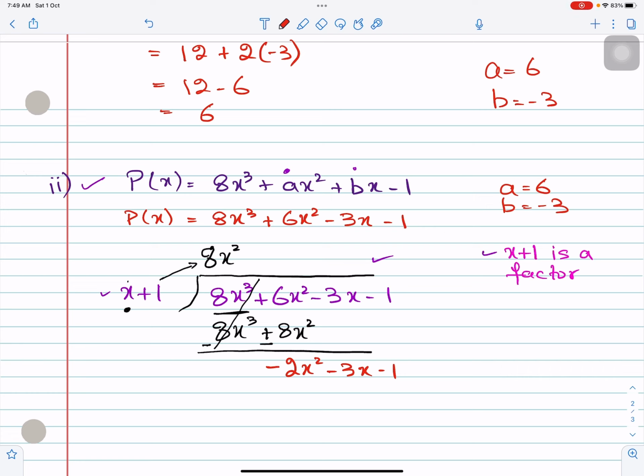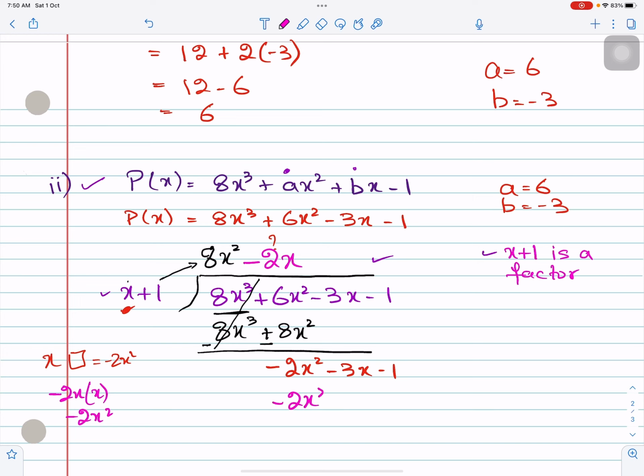After this, you have to multiply this x in the divisor by something which gives you minus 2x square. You always look at the first term here. So you want minus 2x square. So x multiplied by what will give me minus 2x square? Definitely I should take minus 2x, right? Because minus 2x multiplied by x will give me minus 2x square. You have to do this mentally. I'm just writing it here to make you understand.